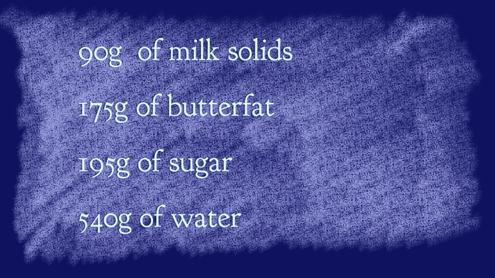Long story short, in Dana Cree's book, Hello, My Name is Ice Cream, we can see a basic recipe and the calculated percentages for each of the four basic components. So, for 1,000 total grams of ingredients, we end up with 90 grams of milk solids, 175 grams of butterfat, 195 grams of sugar, and 540 grams of water.